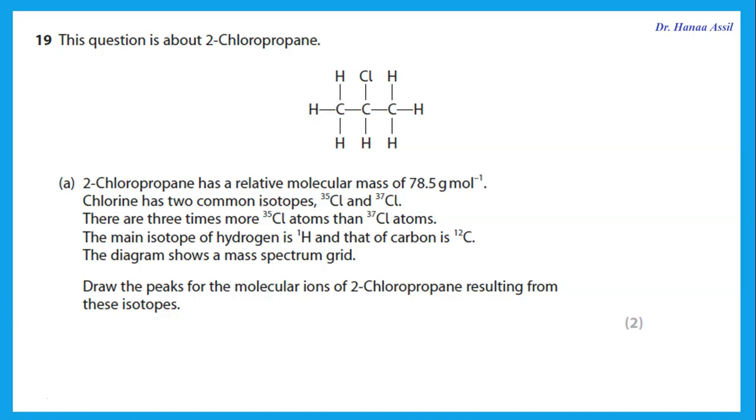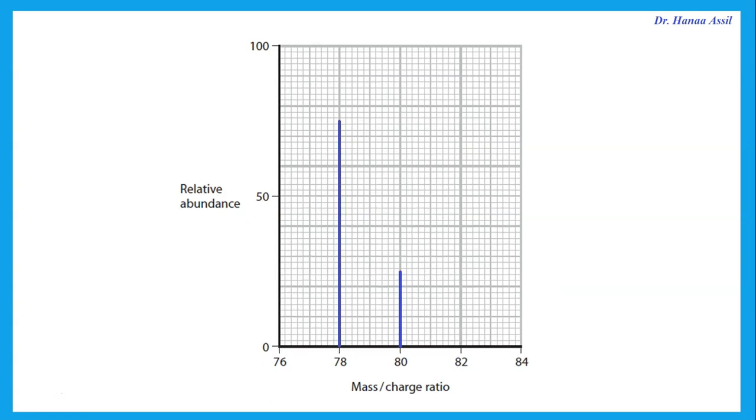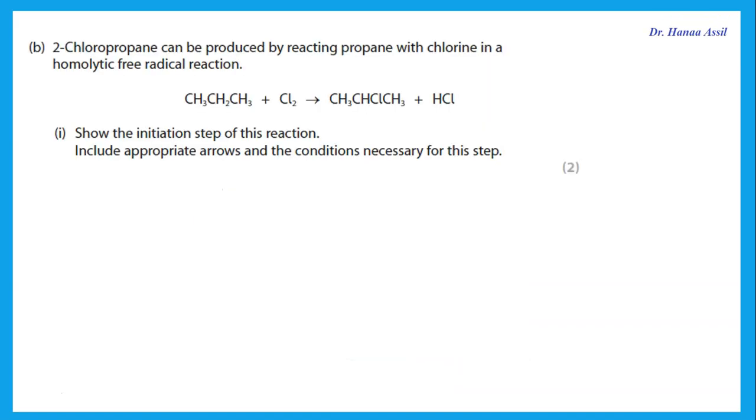So that means I will have 2 peaks, one for chlorine 35 and the other for chlorine 37, and the one that has chlorine 35 should have 3 times the abundance. So this would be the kind of diagram that you have. The one with an MR of 78 should be around 75% abundance, and the one with an MR of 80 should be around 25% abundance.